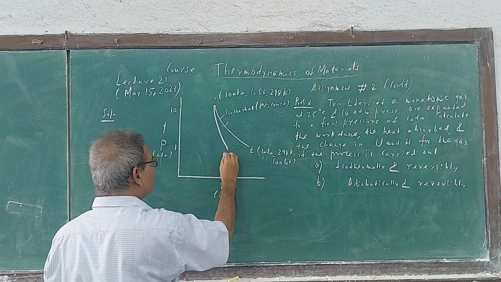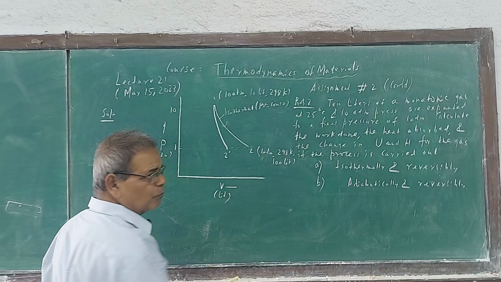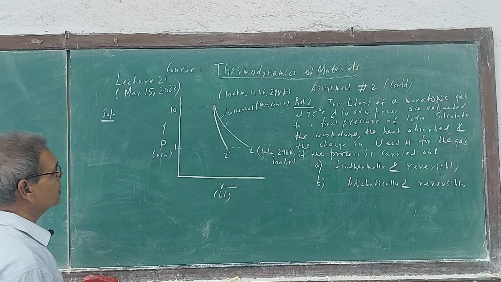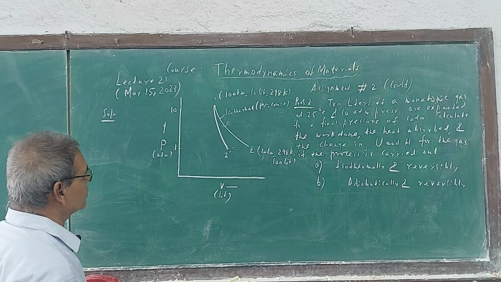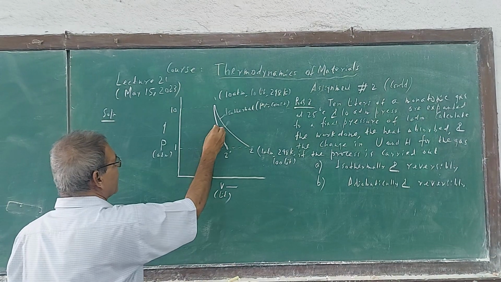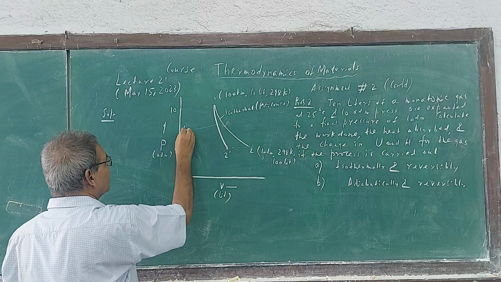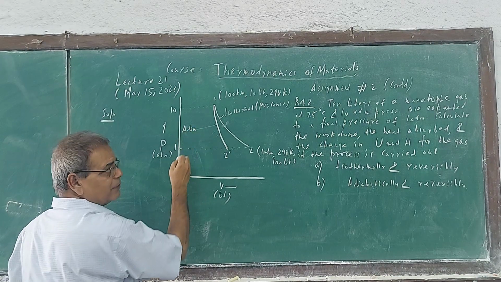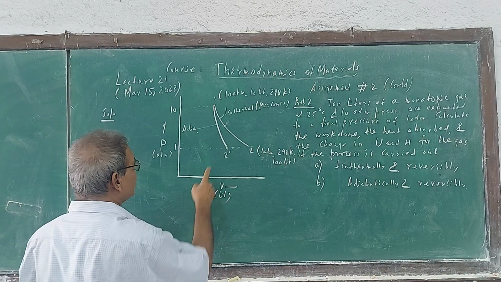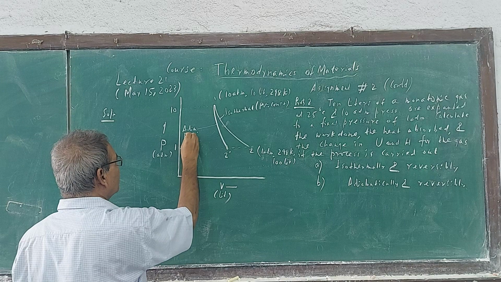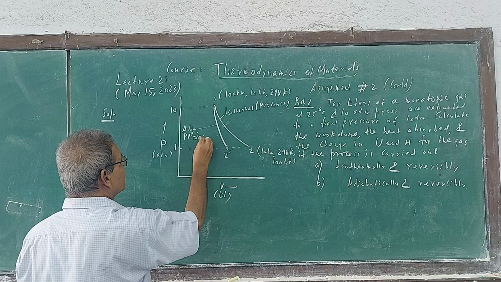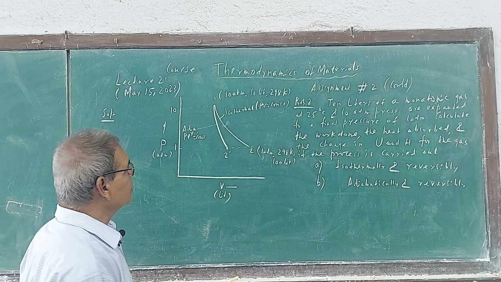So this is 1 to 2 prime. I am giving 1, 2 prime because this is the adiabatic path. Label it adiabatic, meaning reversible adiabatic. The final pressure is the same. What is the rule or equation for the adiabatic? PV to the power gamma is constant, for reversible adiabatic. So this is given to you.